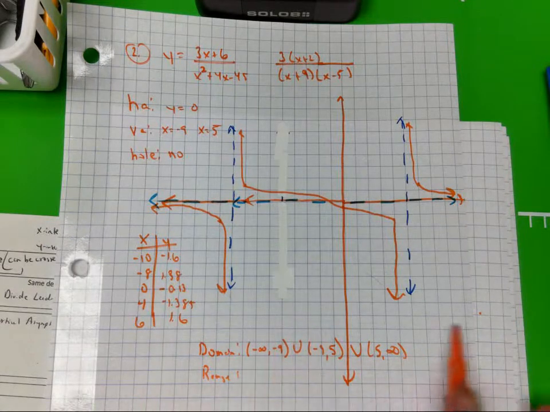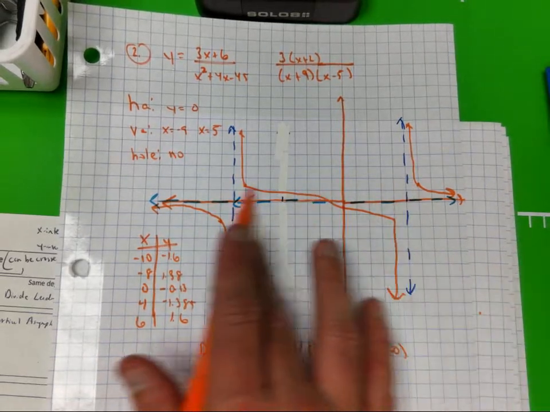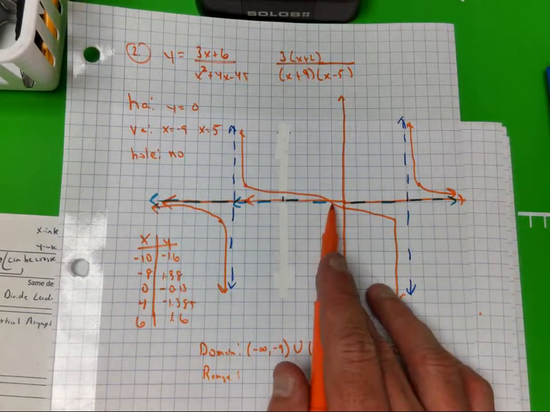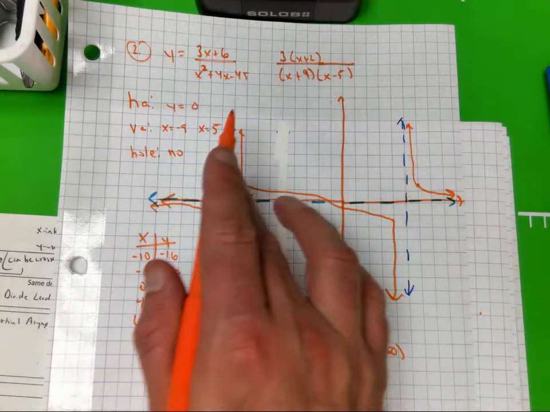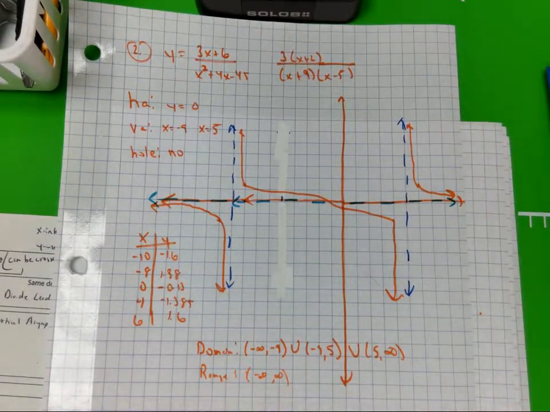Range. Start from the bottom. It's hitting somewhere. And you say, well, Mr. Church, how about 0? It crosses 0, so it's even hitting 0. So that's all real numbers.